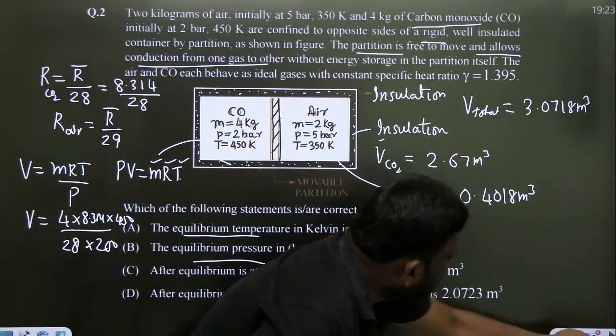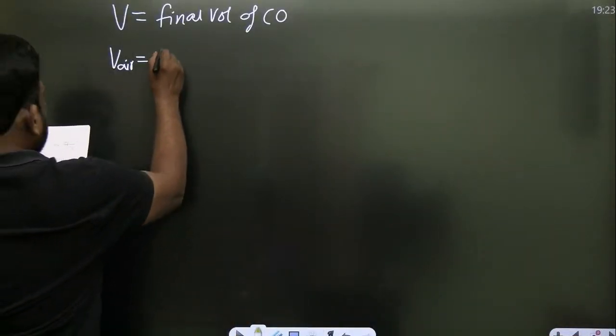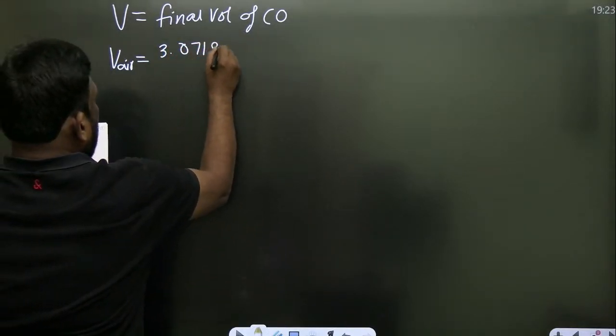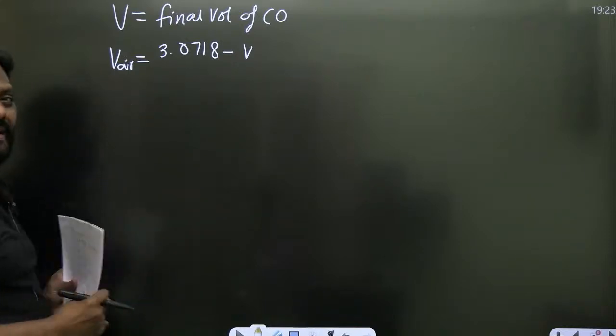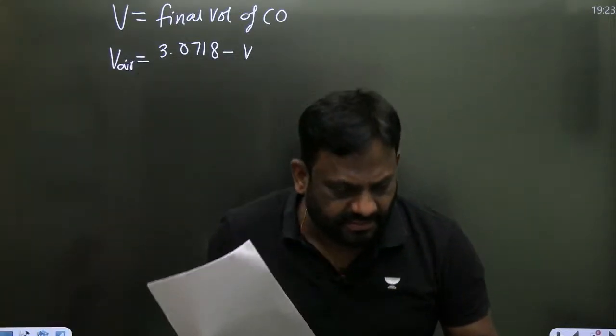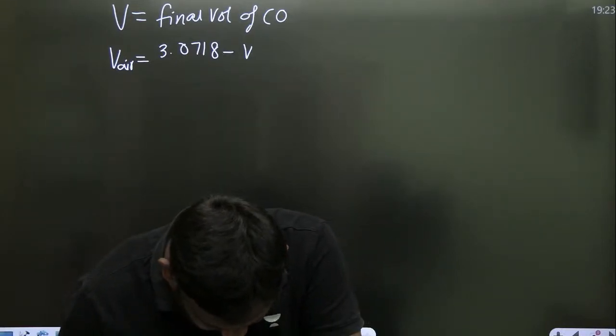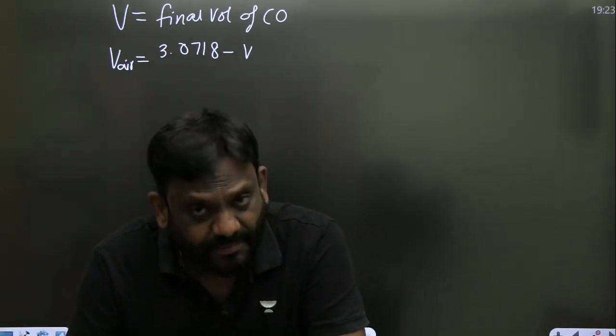If this is occupying V, the air will be 3 point something minus V. So therefore, the volume of air is 3.0718 minus V. This is the volume of air. Is it clear, my dear students? If this is clear, I proceed. Please tell me, are we clear?